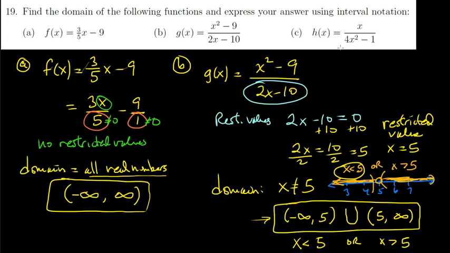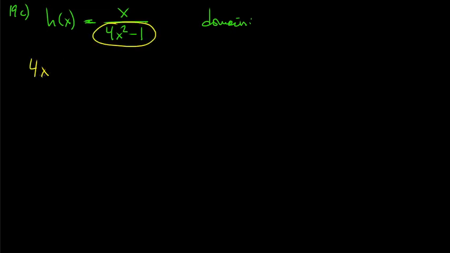Part C is a little trickier, so I'm gonna copy that down here. So I think that was h of x, right? So this is still 19c. h of x is x over 4x squared minus 1. Right. So again, find the domain. Right. So we don't care about the numerator here. Just take the denominator, set it equal to 0, and solve for x. Right. Again, we're looking for the restricted values. And then we will throw those out and get the domain.